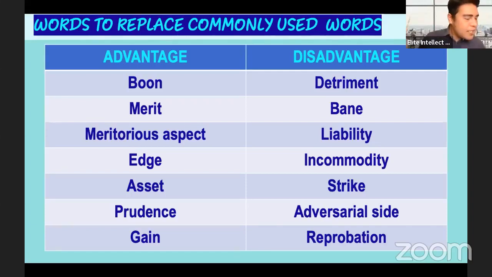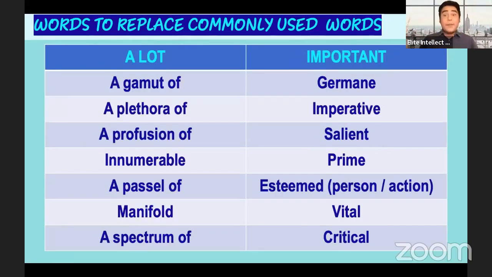Okay. So yeah, look at that. You may use these to replace advantage and disadvantage. All right. What else? A lot. When people tend to say a lot too much on the exam, you may replace the word a lot with a gamut of. Diba? A gamut of, yan yung tramadol, paracetamol, antibiotic, cup syrup, lahat yan ay gamut.